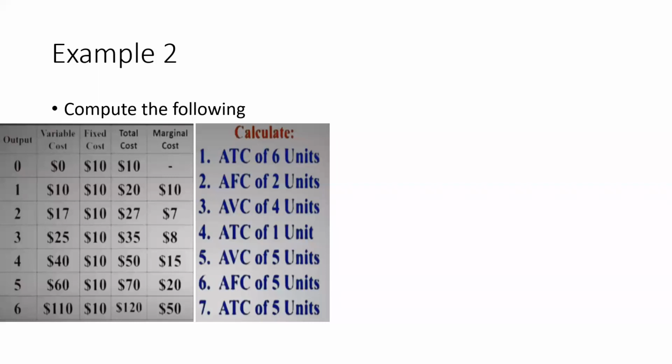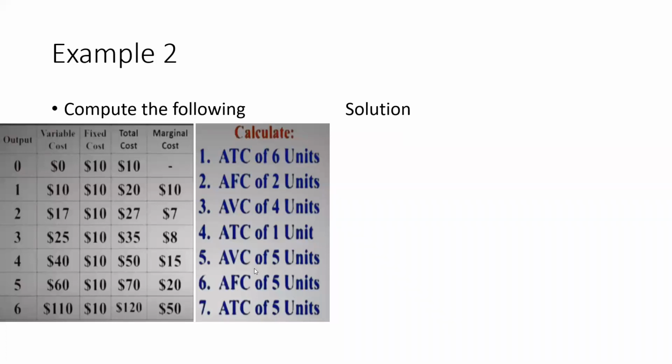Sorry, anybody? 5. Average fixed cost of 2 units, anybody? Someone said 5. I can't hear you. Okay, 5. Let me check the chat box. Yeah, 5 is very correct.